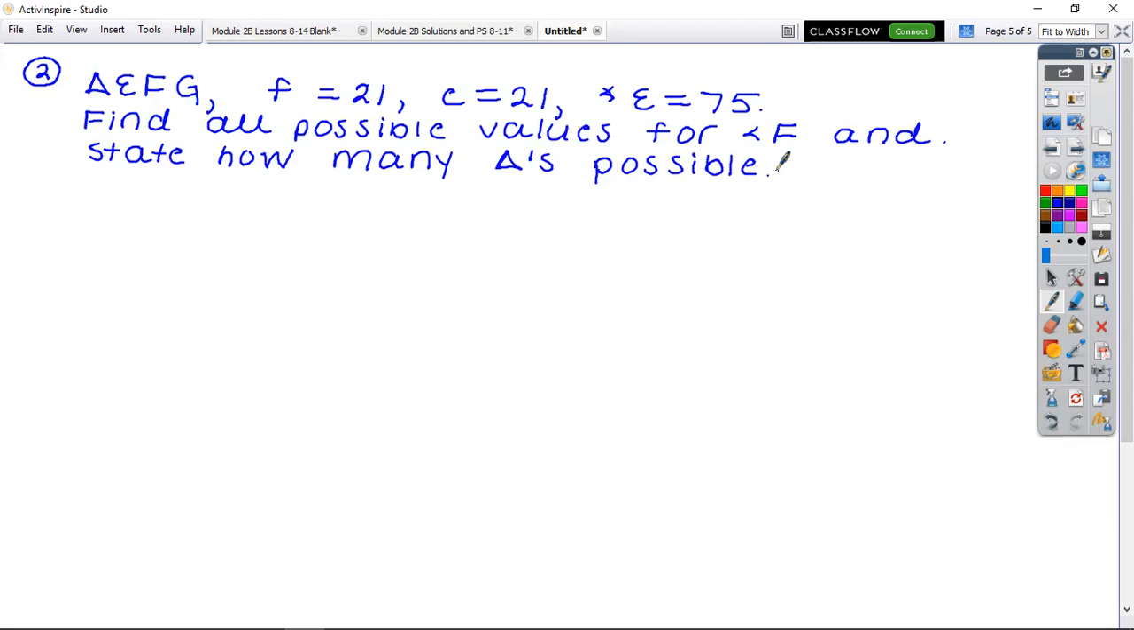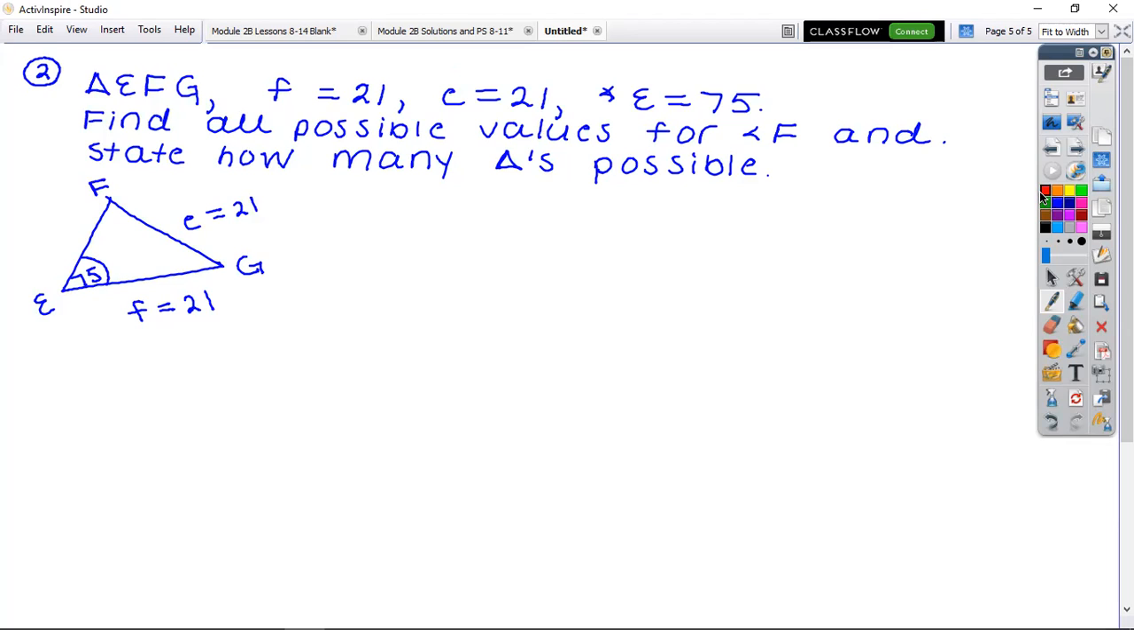Okay, so I'm going to sketch another triangle and label this one EFG. So we're going to go EFG, where little f is 21 and little e is 21 and angle E is 75. So if you were going to use law of sines, what angle would you start with? Angle F. Do you have to use law of sines?